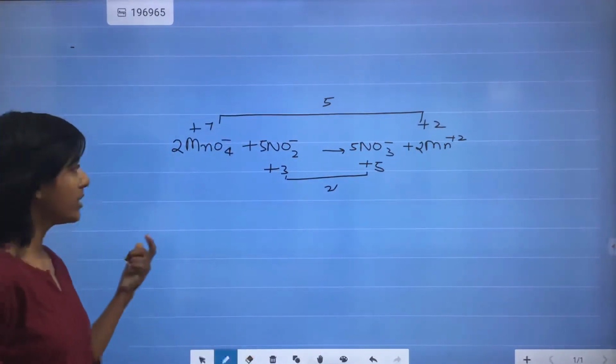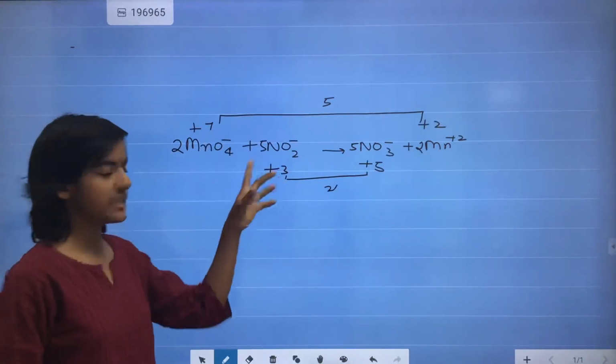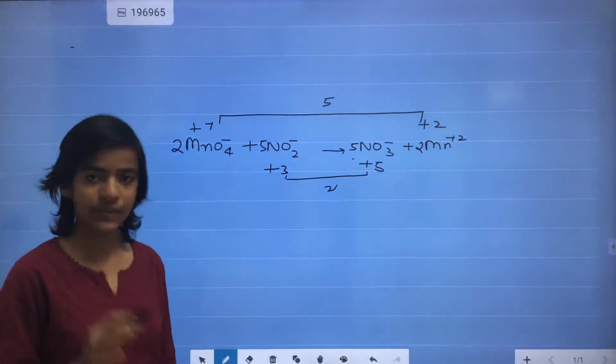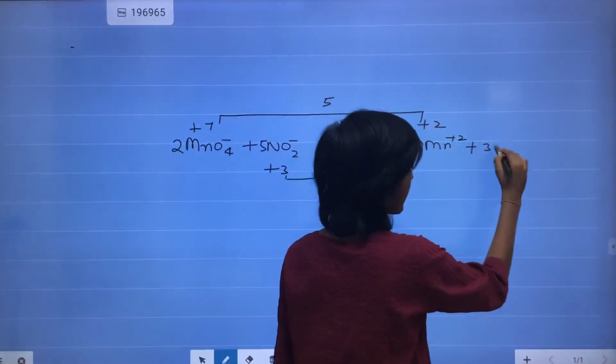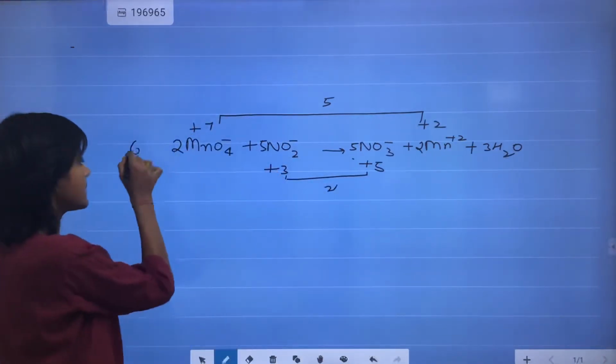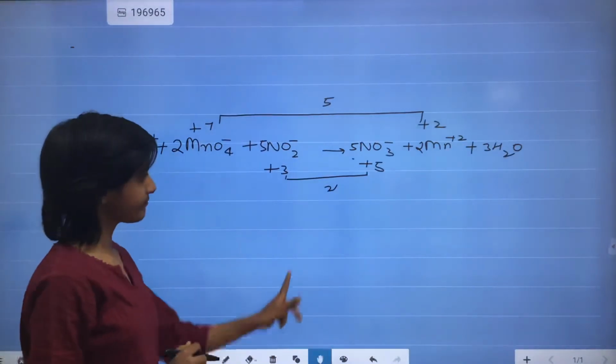Okay, and if you balance oxygen, here the oxygen is 2 into 4, 8, and 10, which means 18, and here it is 15. So there is a difference of 3, so we will add 3 H2O over here. Then hydrogen, it is 3 into 2, 6, so 6 H plus over here. So the reaction is balanced.